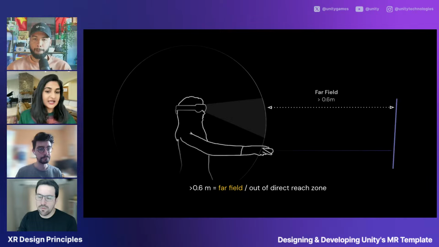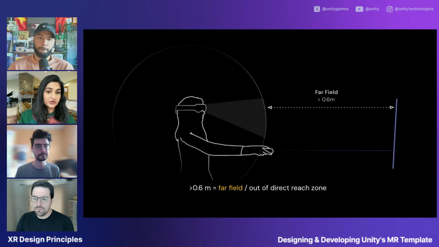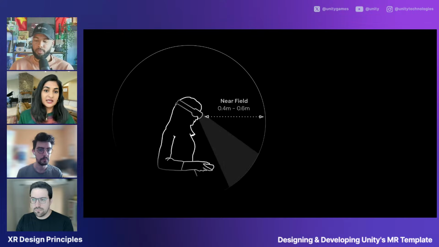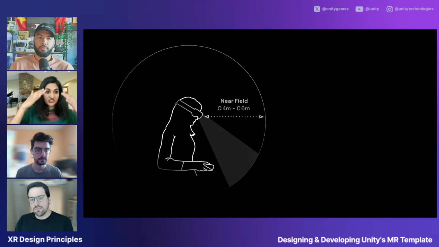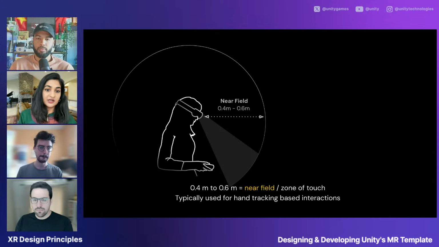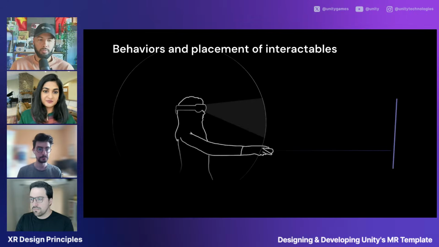So far field, like I mentioned, it's out of direct reach zone. This area is typically used for controller and ray-based interactions. In the near field, where you're usually looking down, that is also a thing, like your posture changes in each of these fields. Things will be easier to touch. Your hands will be in a more comfortable position. These are typically reserved for hand tracking based interactions.